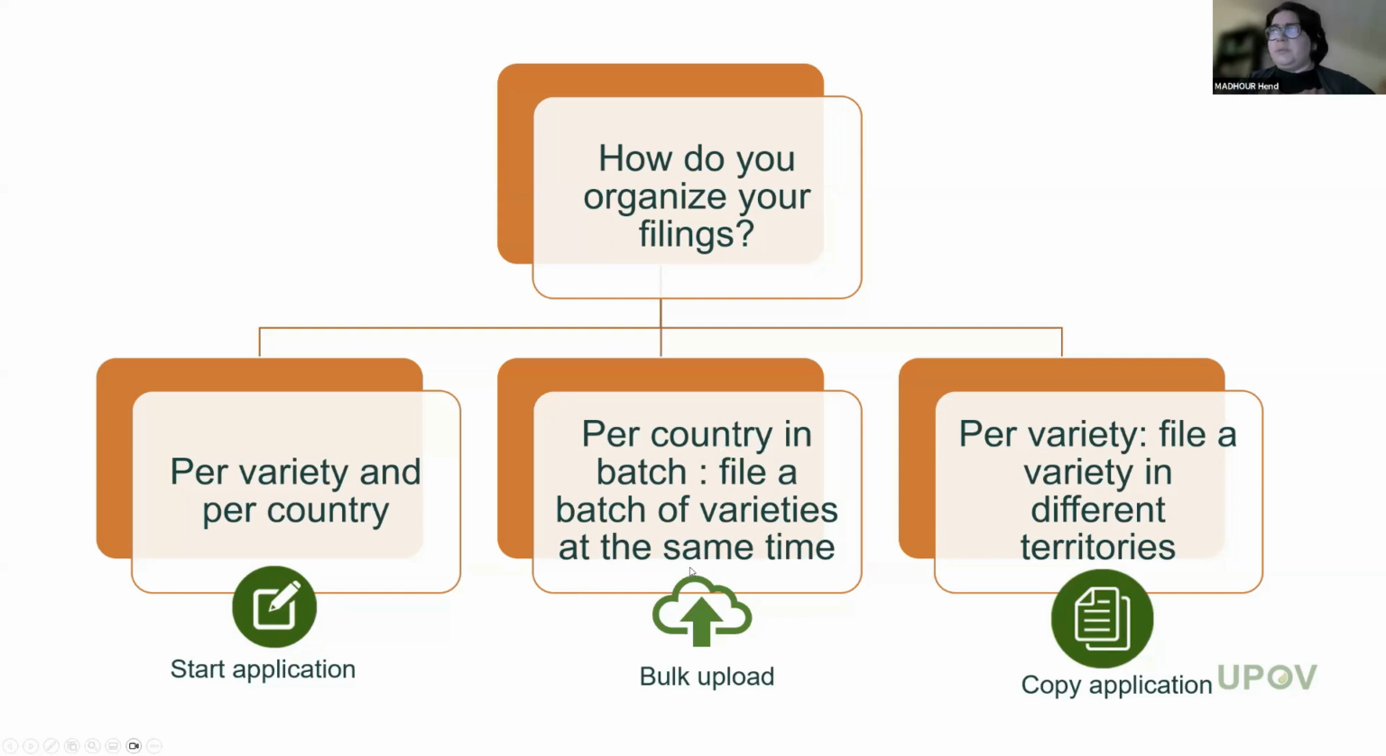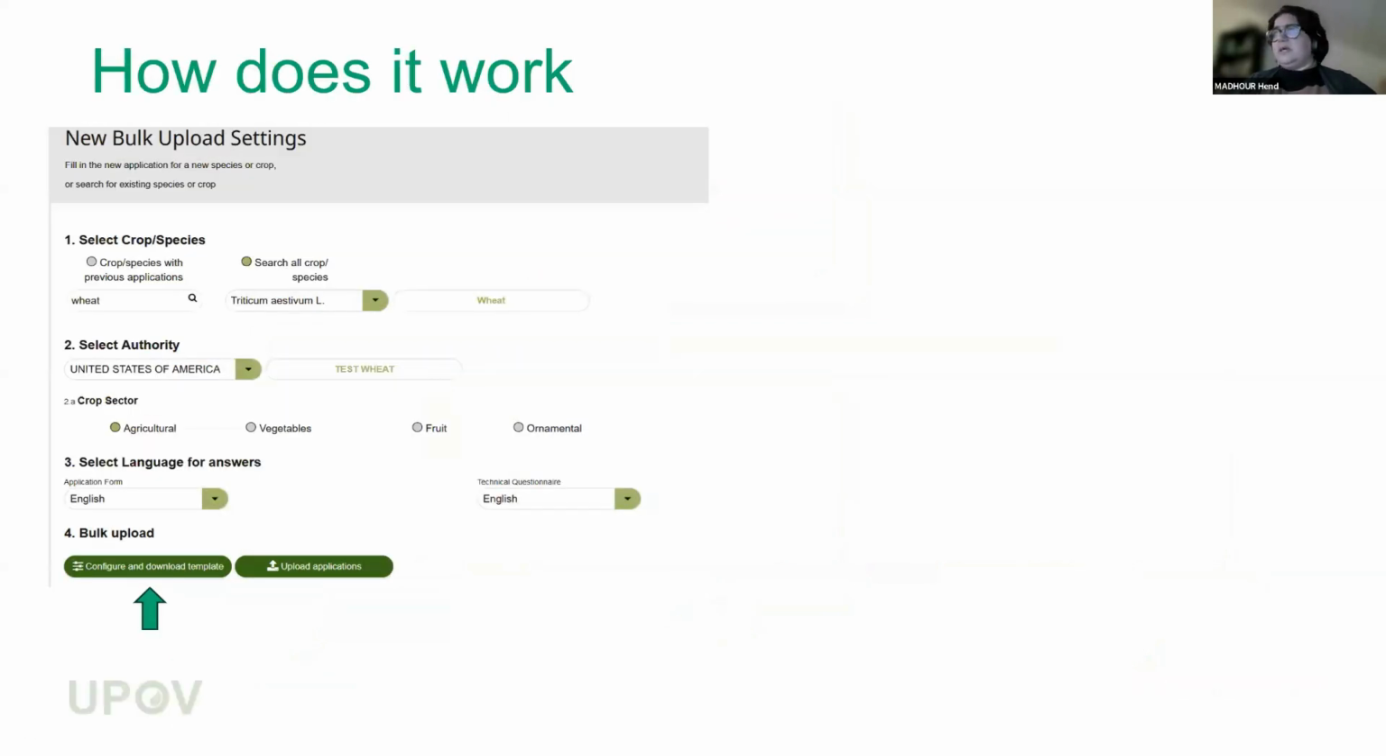Per country, in a batch, you can file a batch of varieties at the same time. This is possible through a specific way, like with the Excel file. So I will show that quickly. Or you can also file a variety in different territories. So if you have the data for one variety, you can always copy it and then file it to different other territories. So how does it work?